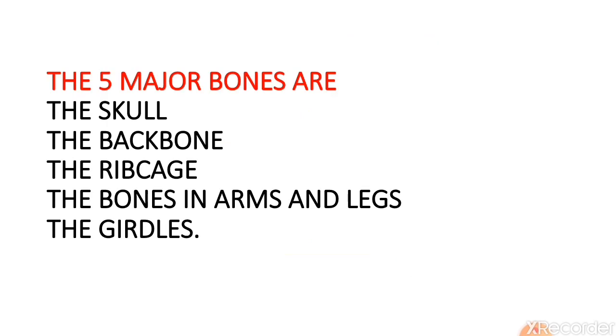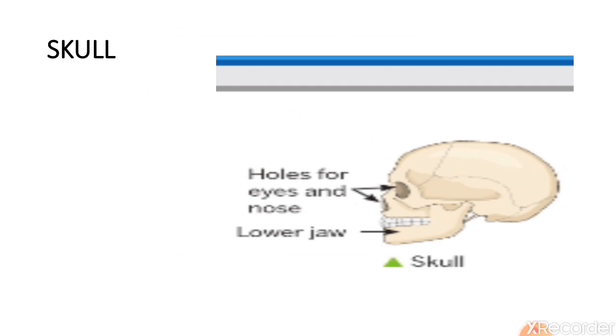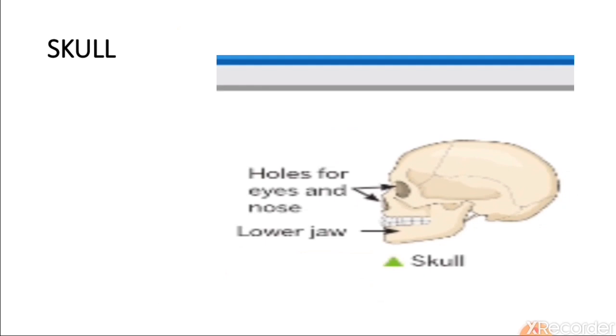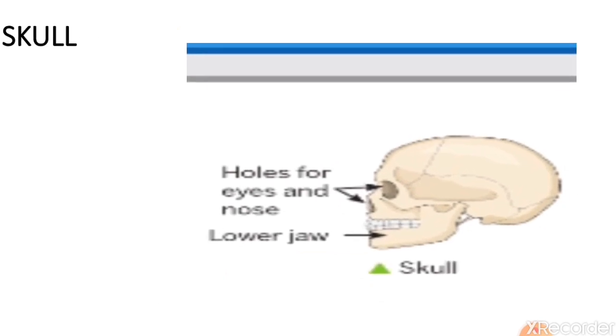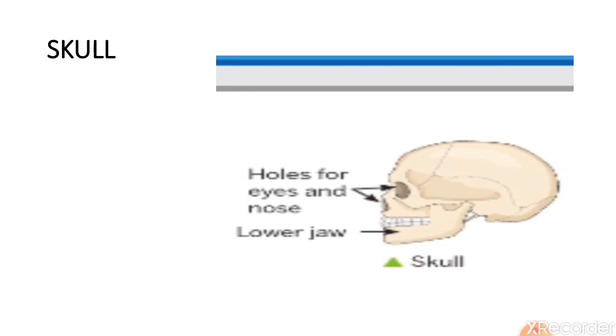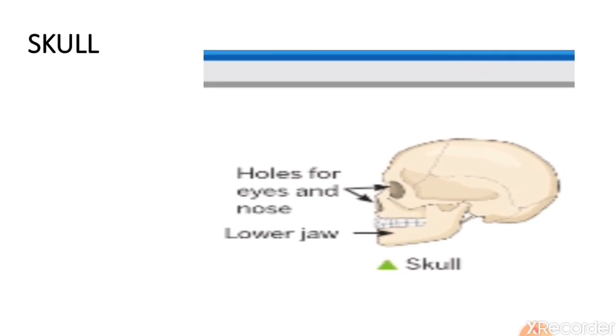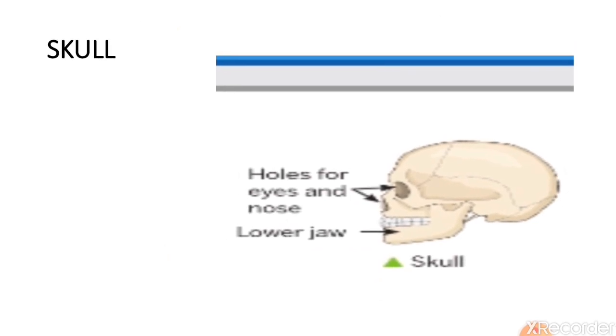The first is given of skeleton. So we know that there are 5 major types of bones present in our skeleton. These are the skull, the backbone, the rib cage, the bones in arms and legs, and the girdles. Let's see about them one by one. This is sort of revision. Okay, so I have some questions. Along with that, I am going to give the answers also. In that way, you can remember about these different major bones. About them, the explanation part will be covered with the help of these questions and answers.